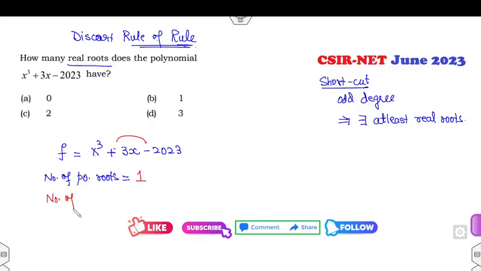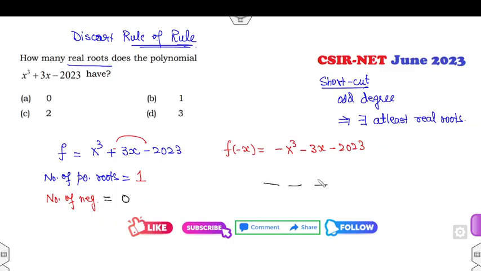How many negative roots are there? How can you find the number of negative roots? I can first find f of minus x. It is minus x cube minus 3x minus 23. So clearly there is no change in sign. So there are no negative roots.